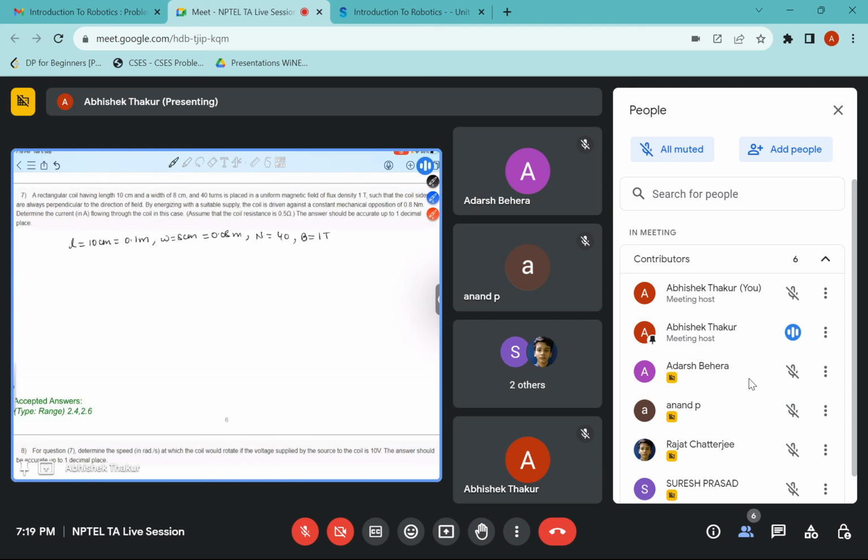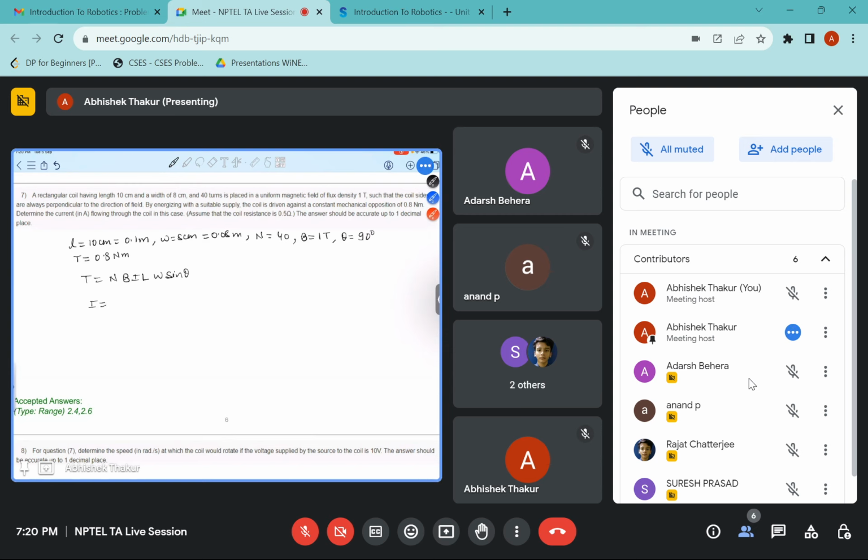The coil is driven against a constant mechanical opposition of 0.8 Newton meter. So the torque is given as 0.8 Newton meter. Determine the current in ampere flowing through the coil in this case. Assume that the coil resistance is 0.5 ohm. So we have to find the current. So the formula is torque is equal to N BIL, then sine theta, and also the width here, and theta is given as 90 degree.